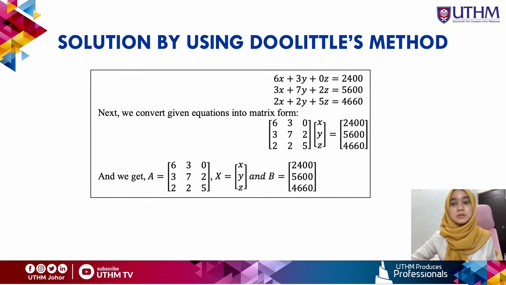To solve the system of linear equations using Doolittle's method, the diagonal elements of lower triangular matrix L are assigned as AX equal to B and A equal to LU. So we convert the given equations into matrix form to make it simpler, and we get the first matrix is matrix A, the second is matrix X, and matrix B is the last matrix.